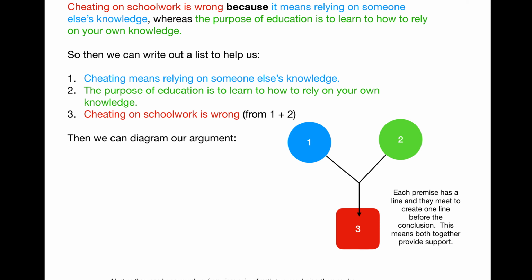This means that both together provide support, but they don't provide enough support on their own. So their arrows can't go directly to the conclusion. They need to be joined up, okay?